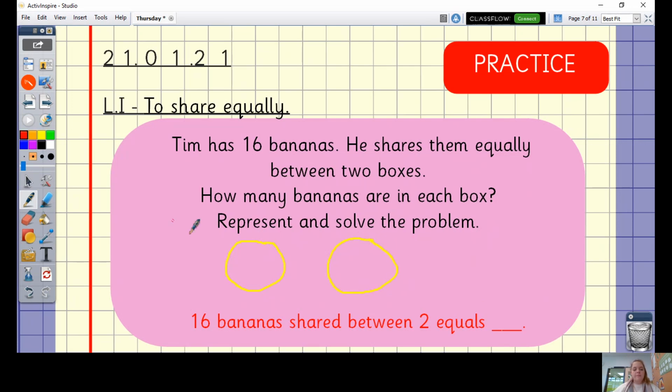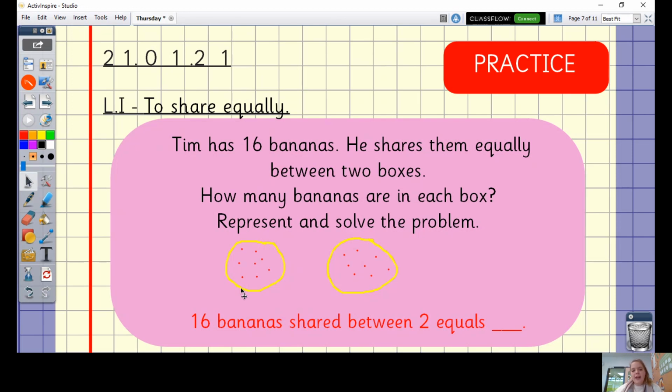I'm going to change colour. Now I'm going to draw my 16 bananas. I'm going to do 1 dot in here and 1 dot in here. And I'm going to count up to 16 and make sure I don't lose count. Okay, let's count all together up to 16. Ready? 1, 2, 3, 4, 5, 6, 7, 8, 9, 10, 11, 12, 13, 14, 15, 16.